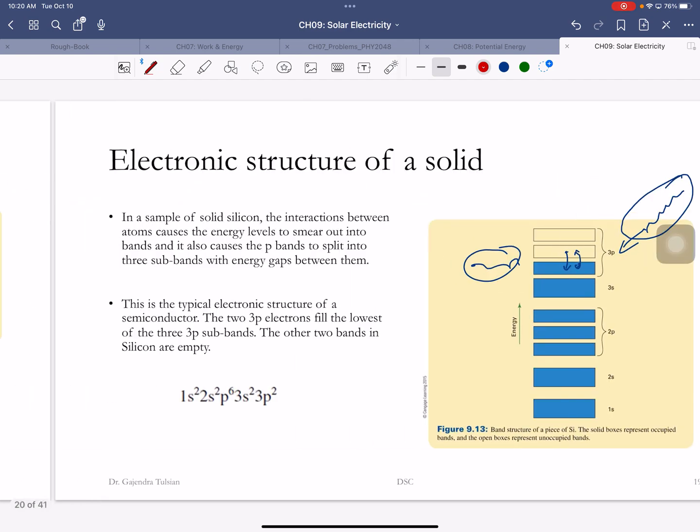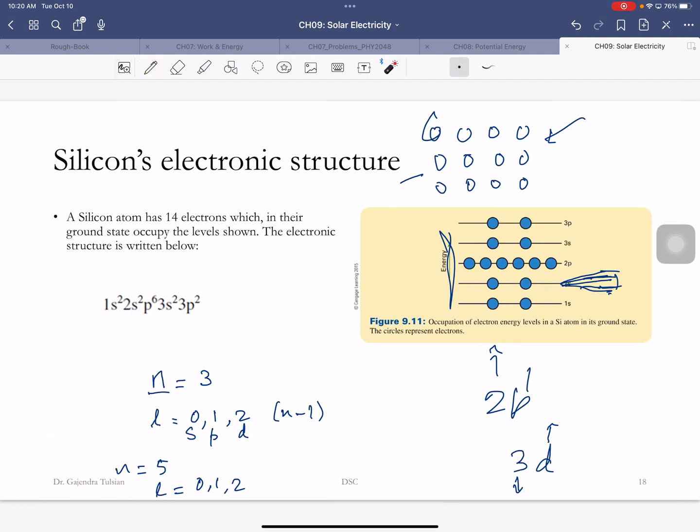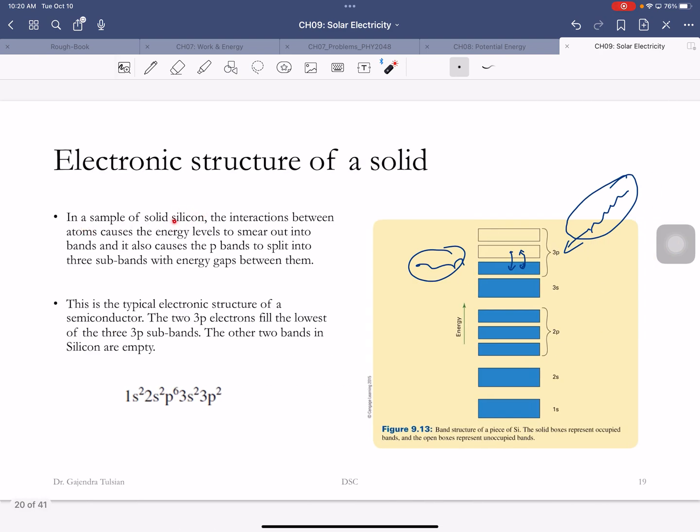So we understood that these levels of the atom become bands. In a sample of solid silicon, the interaction between the atoms causes the energy levels to smear out into bands. So here are all the 1s electrons from all the silicon atoms living there. Here are all the 2s electrons. If you had a billion silicon atoms, this would have a billion levels in it. That's what that means.